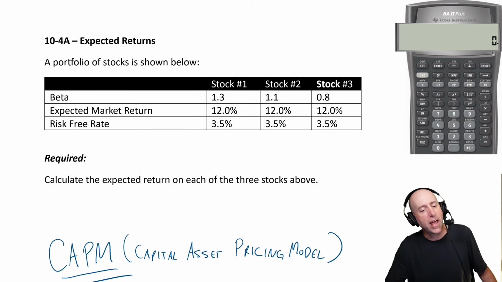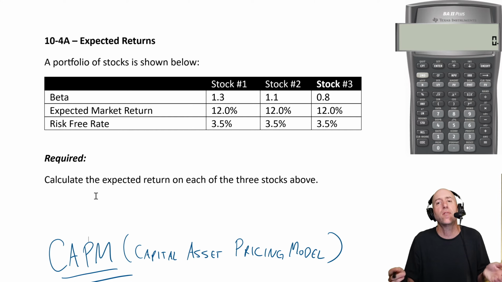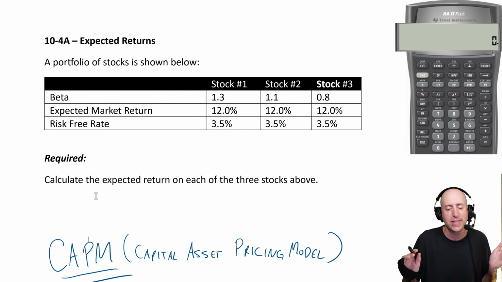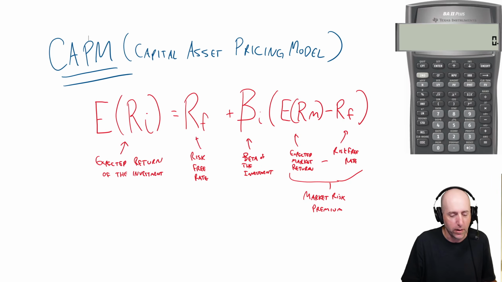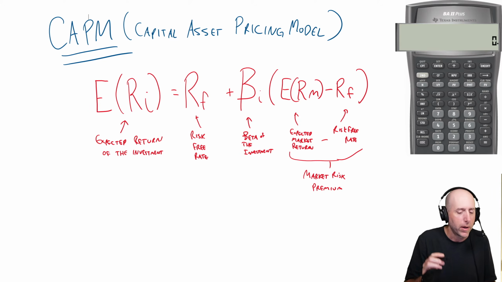Let's examine problem 10.4a, and to do it, I'm going to have to discuss the capital asset pricing model. A fundamental concept in a corporate finance class is this CAPM model. So let's explain the model, and then we'll solve the problem. We'll use it, and hopefully that'll help.